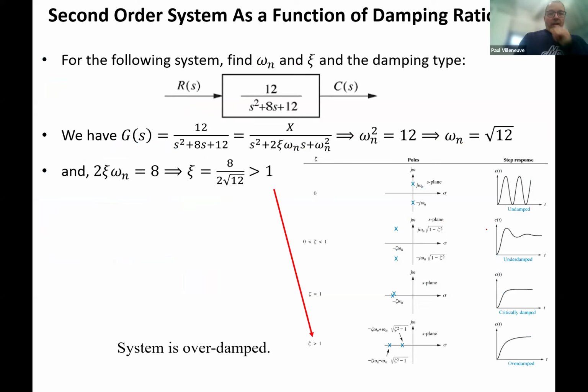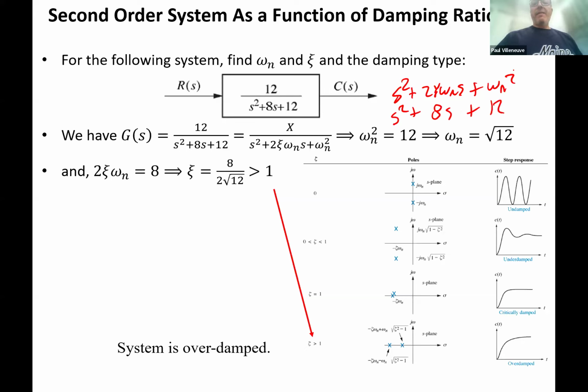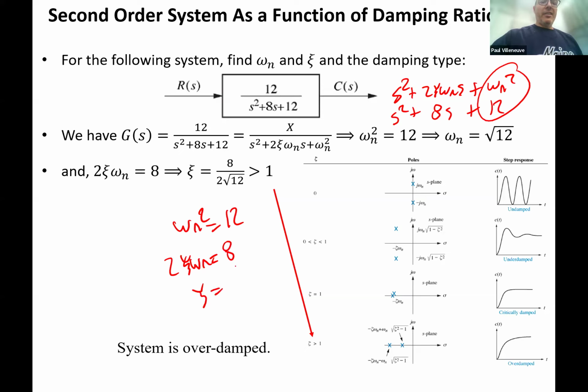Let's see if I can move this on the side here. Take a look at a simple system. So find zeta and omega sub n. Well, first thing we do is write the transfer function, and then that corresponds to s squared plus 8s plus 12. We can very quickly see omega sub n squared is equal to 12. So you can solve for omega sub n. And then 2 zeta omega sub n is going to have to equal 8. So zeta is equal to 8 over 2 times omega sub n. So that's how I solve for those values.